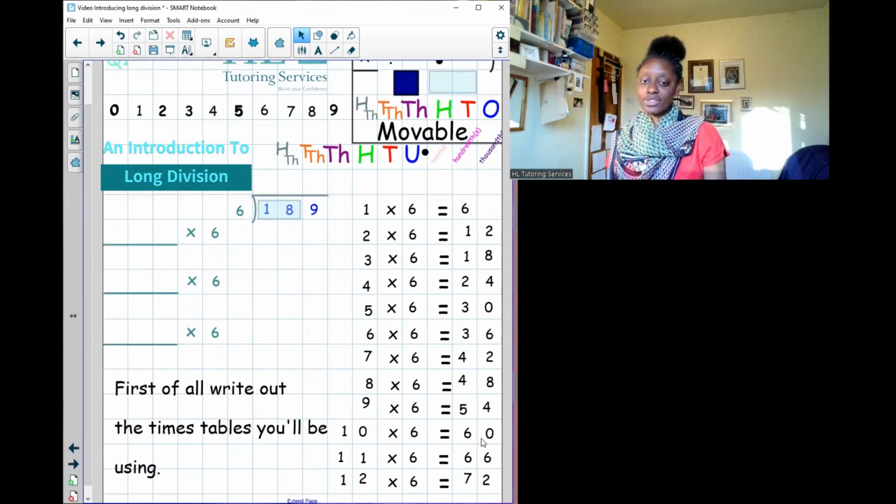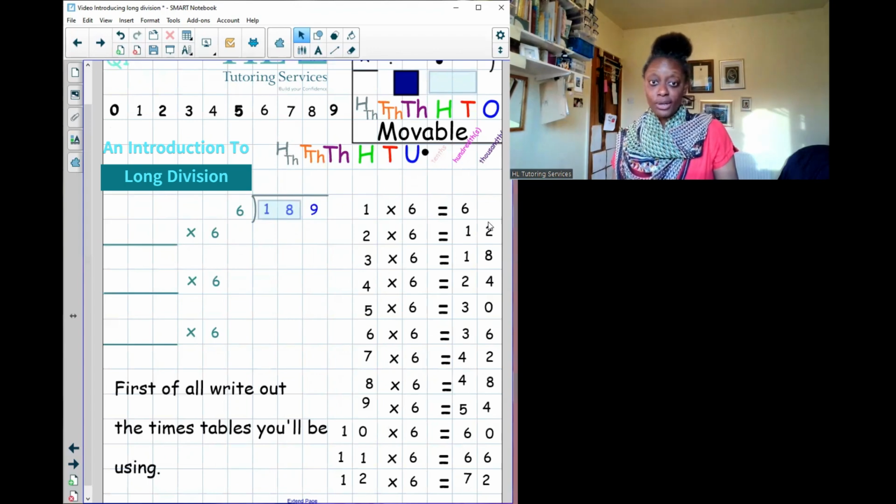Then you could either add on 6 and add another 6, or you could do 10 times 6 and then add on 2 lots of 6. So using facts that you already know to help you work out the times tables is a good way. Obviously, we're starting off with some smaller numbers, so you might just know your tables. But for larger numbers, use known facts to help you.